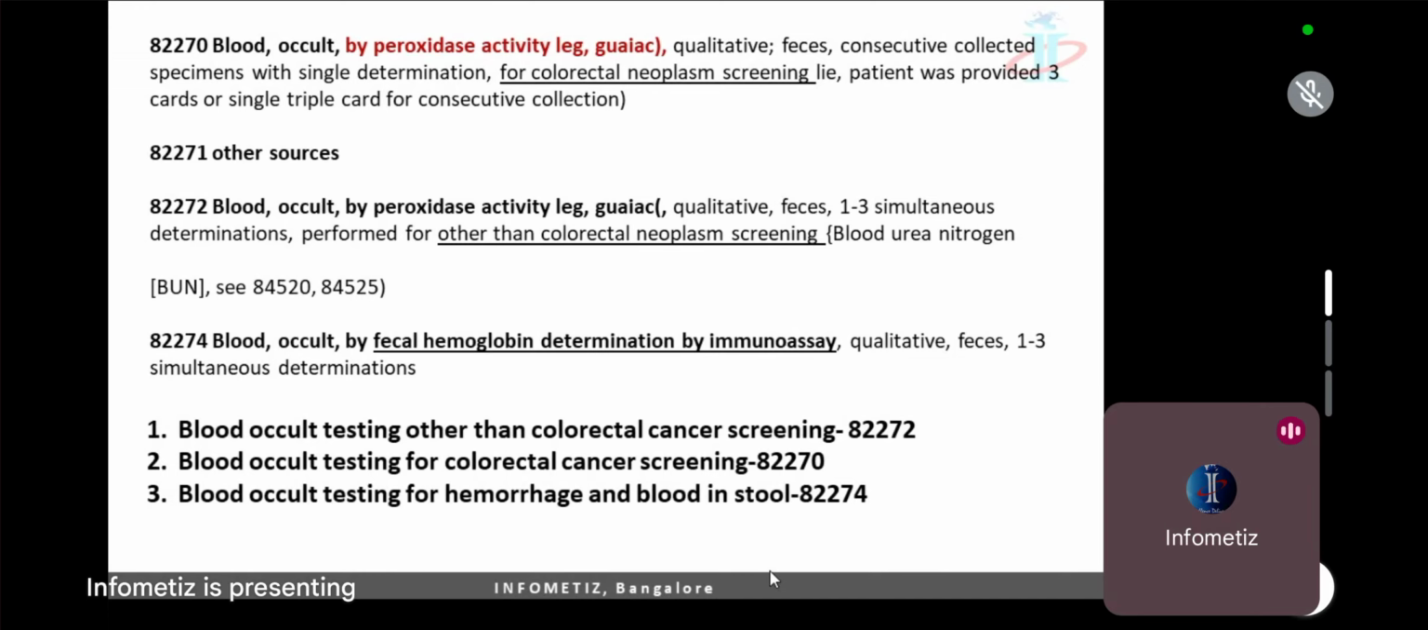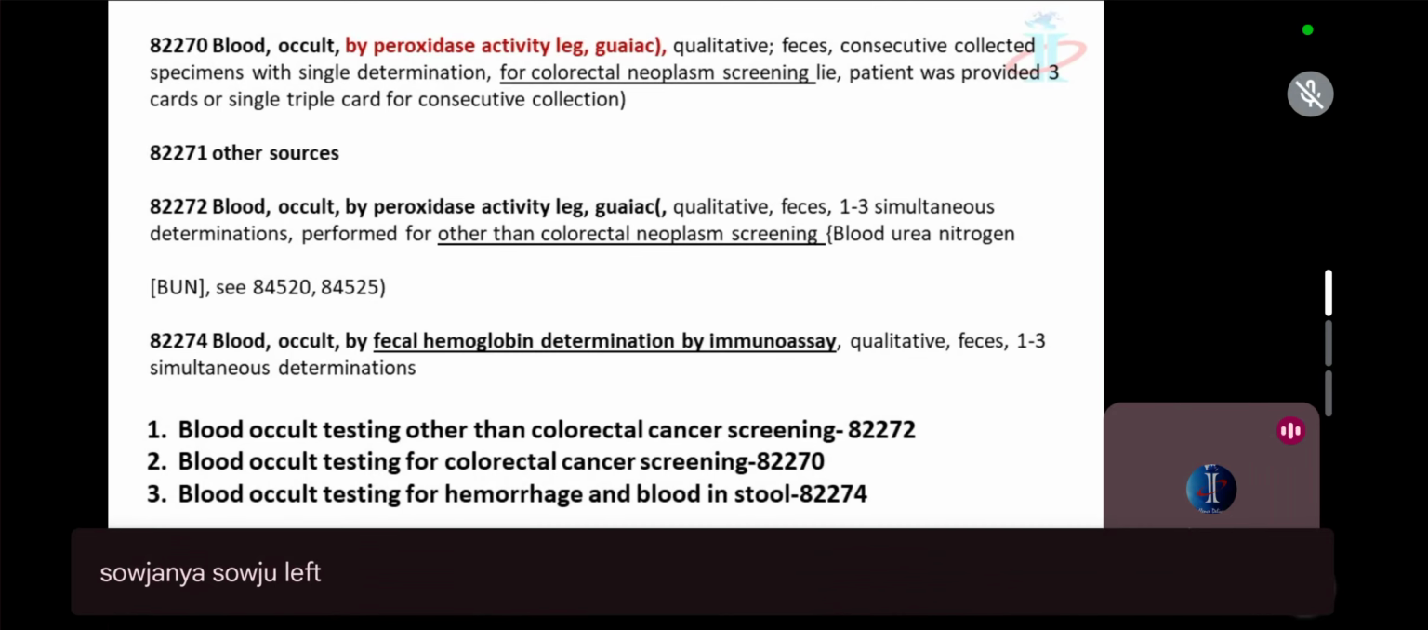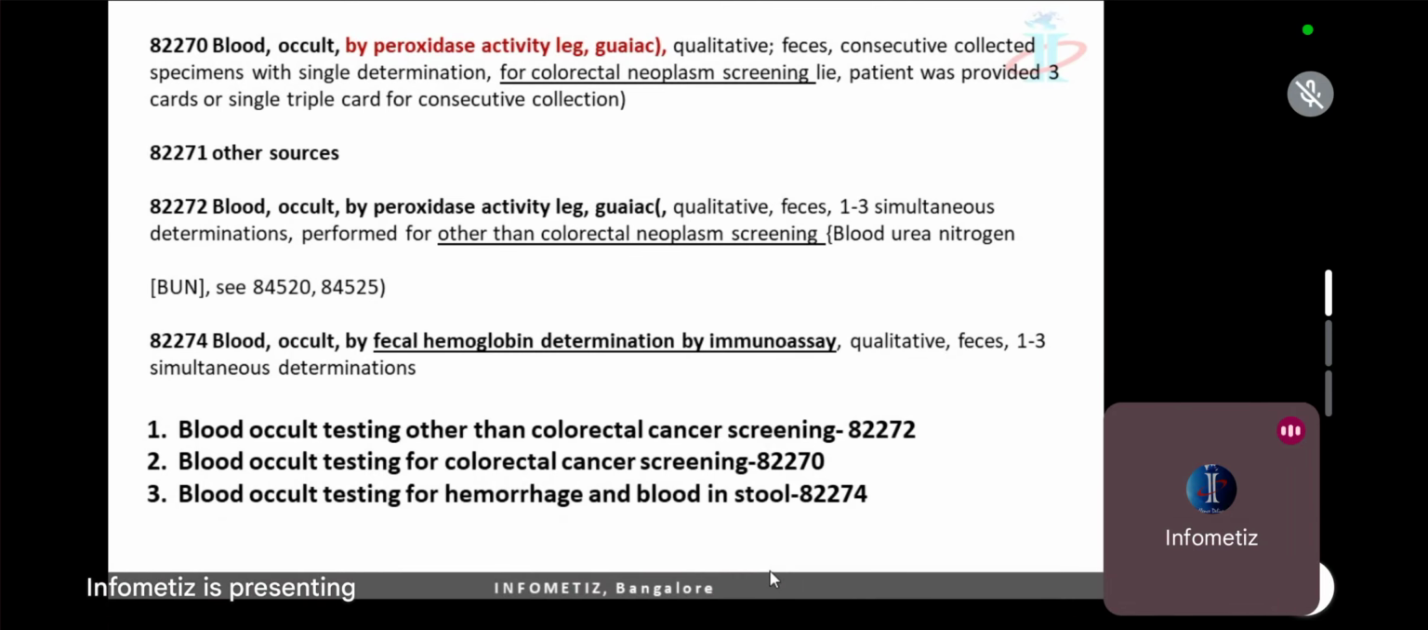74 is blood occult by fecal hemoglobin determination by immunoassay. That is also not at all for cancer screening. This is just hemoglobin determination of the blood which we found in the fecal. These are three scenarios. Blood occult testing other than colorectal neoplasm screening, 72. Blood occult testing for colorectal cancer screening, 70. Blood occult testing for hemorrhage and blood in stool, 74.